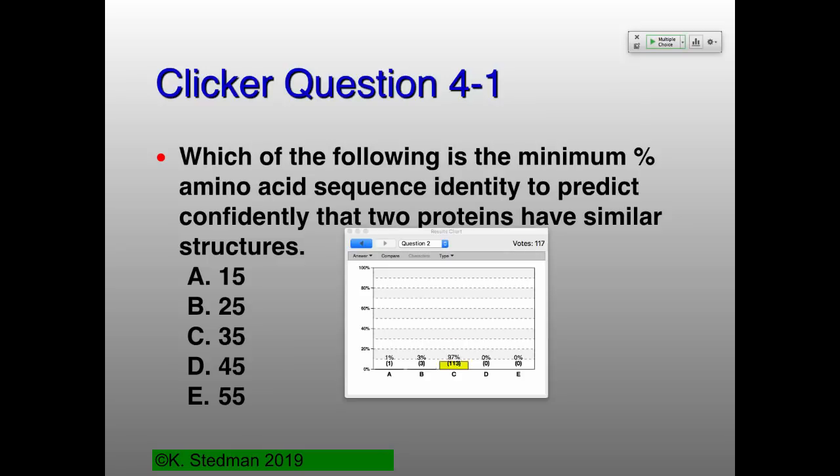Okay, so yes, it is 35. 25 is a little too low. 15 is far too low. And any beyond that is more than you need. So important here, again, minimum percent amino acid sequence. Similar structures does not necessarily mean it's going to have exactly the same function, but likely to have very similar kinds of function. And this is why using computer analysis and finding similar sequences is such a useful thing to do.